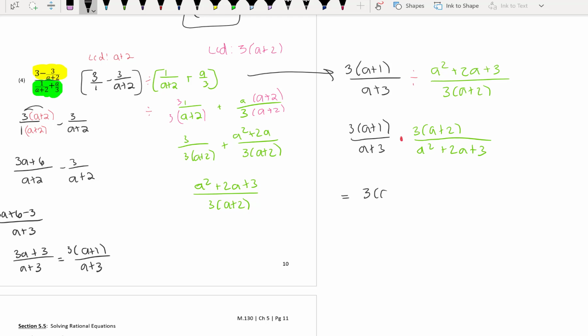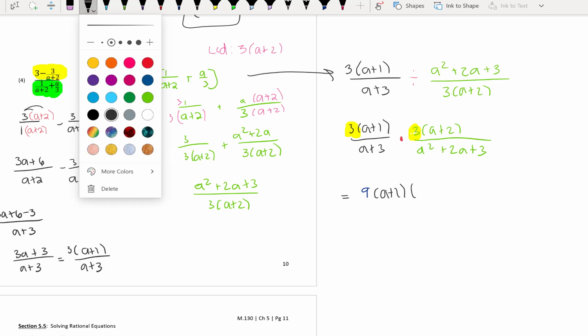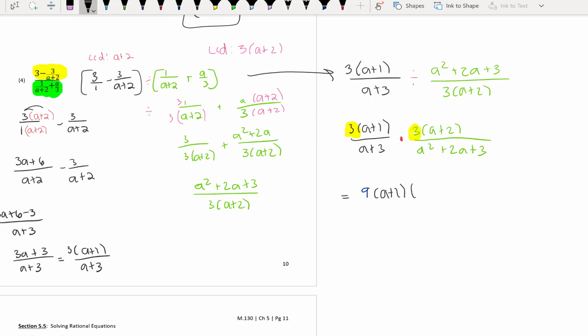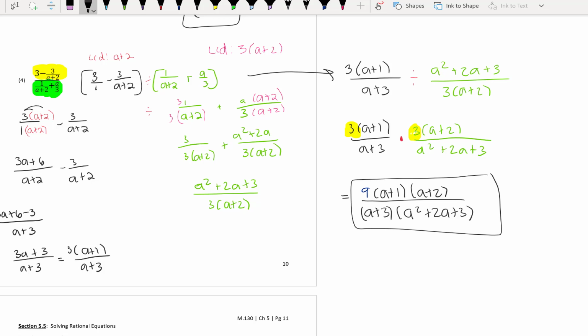So I have my 3 times a plus 1 times, let's think about this, 3 times 3, so I can say out in front that I have a 9. I still have my a plus 1, and I still have my a plus 2. And down at the bottom, I have a plus 3, and I also have a squared plus 2a plus 3. That didn't factor, so I need to keep all of those terms.